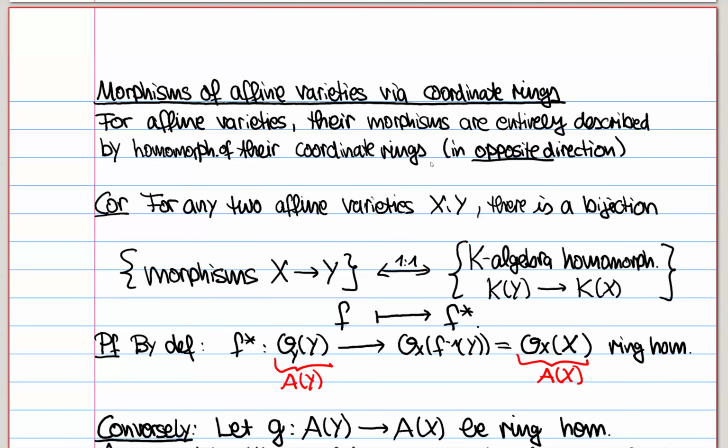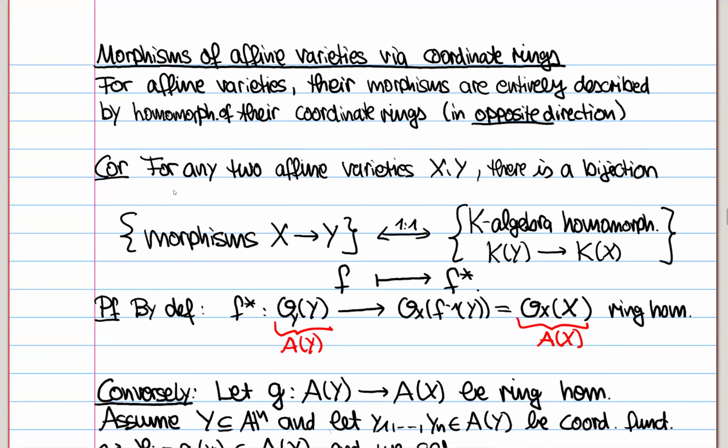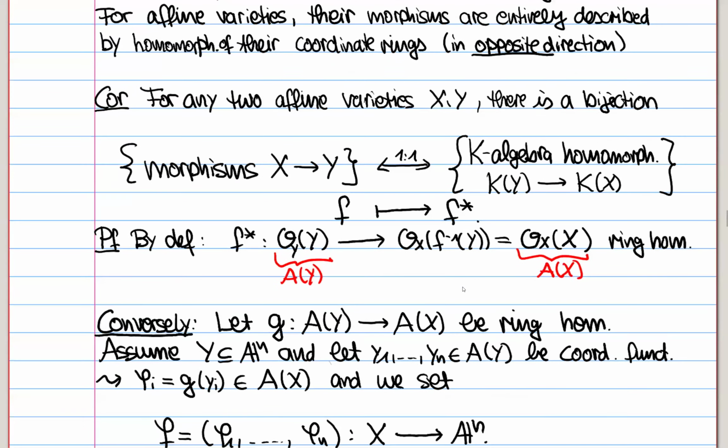And so here's the claim, a corollary: when you are given affine varieties X, Y, there is a bijection between the morphisms from X to Y and the K-algebra homomorphisms from K[Y] to K[X]. So here the map goes in the opposite direction. The reason this arrow is turned around is because the correspondence is given by sending the morphism F to the K-algebra homomorphism F star, the pullback by F. Okay, let's see how this proof works.